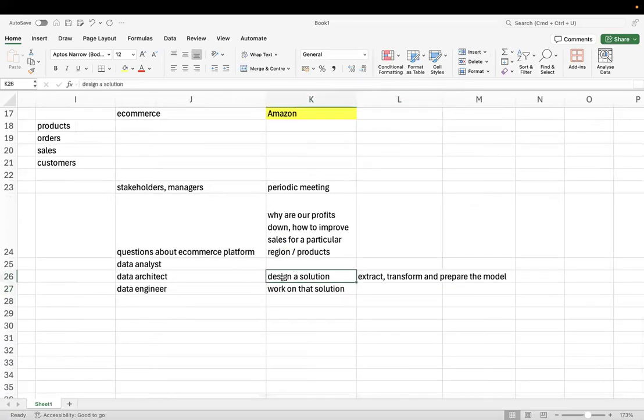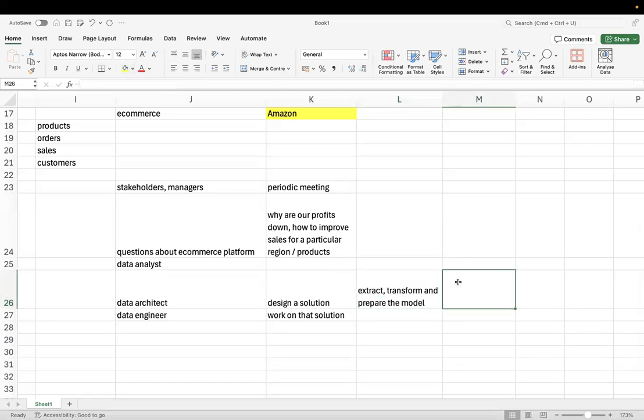So once the data architect designs a solution, saying this is how you have to extract, this is how you have to transform, this is how you have to prepare a model, the data engineer is going to take those requirements and work on that solution for the data analyst. So the end user of the data engineer is, I mean, for both of them, the end user is the data analyst, right? It could be so many people, but for now, in this example, just go with the flow that the end user here is the data analyst.